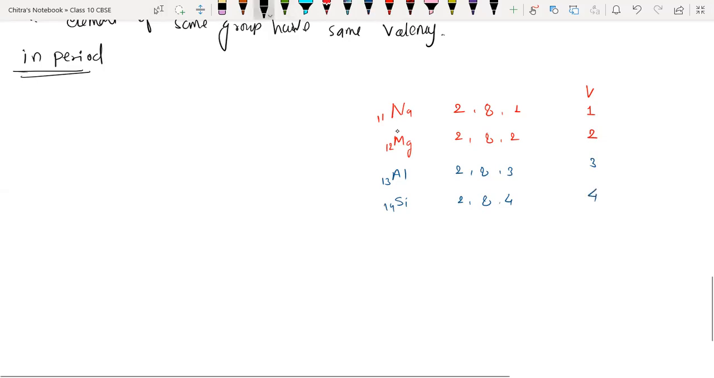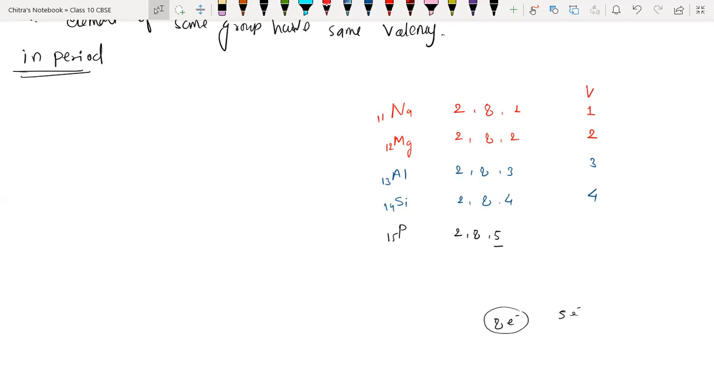After that, we have phosphorus. Atomic number is 15, so electronic configuration is 2, 8 and 5. It will lose 3 electrons, no, it will gain 3 electrons. See, in order to have 8 electrons according to the octet rule, phosphorus has two options: to lose 5 electrons or to gain 3 electrons. Gaining 3 electrons will be easy for phosphorus, so its valency will be 3.